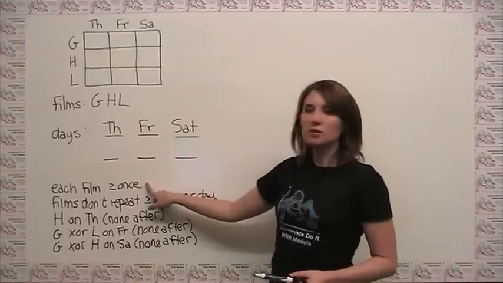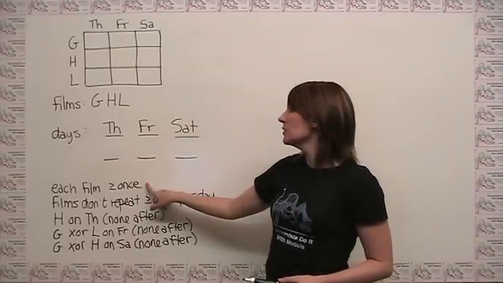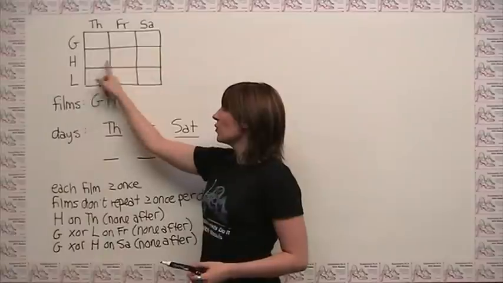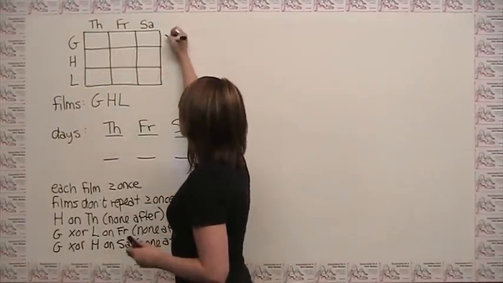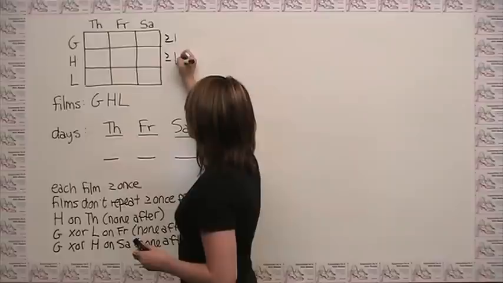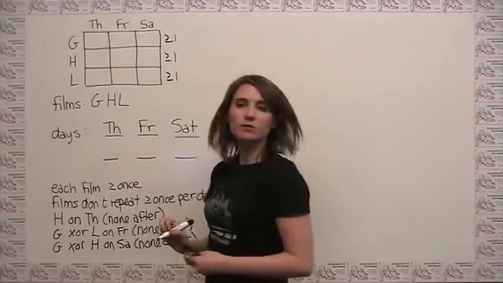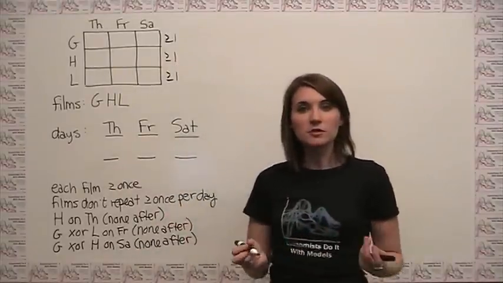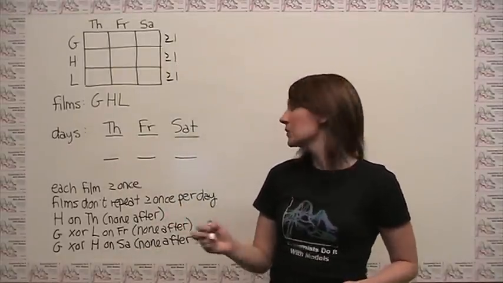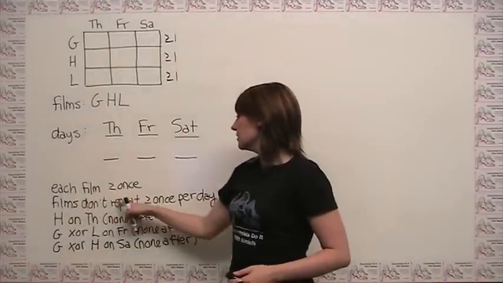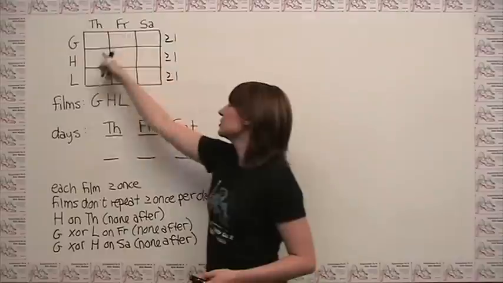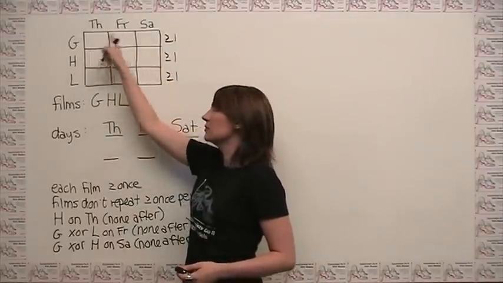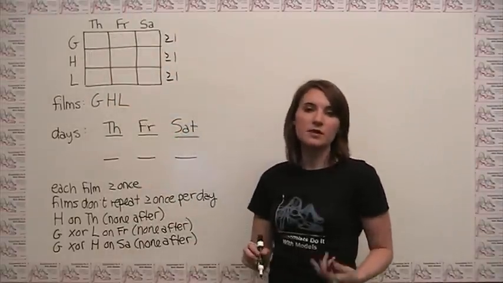So we can go through the rules and say, for each rule, what can we fill in here? Notice each film is shown at least once. Well, that means that we're going to have at least one yes in each row of our diagram. So I can just write down greater than or equal to 1 for each row, just as a reminder, so it's harder to forget. Films don't repeat more than once per day. Well, that's pretty much captured here, because there's no way to represent multiple yeses for a given day, so I think we're okay with that.